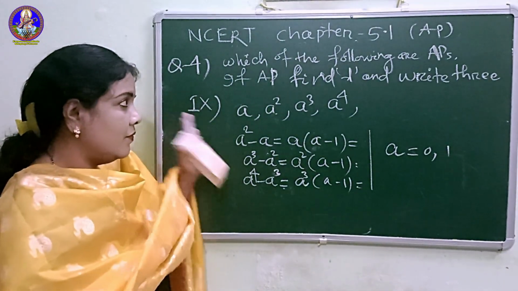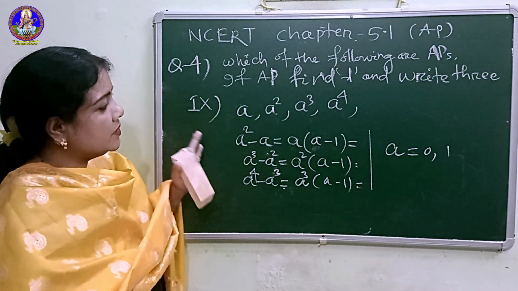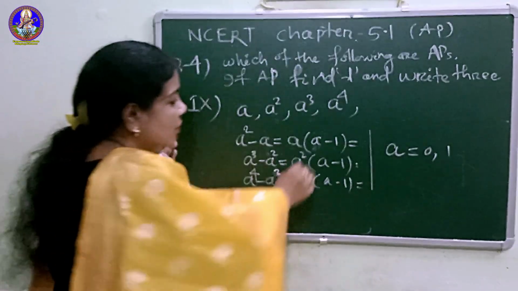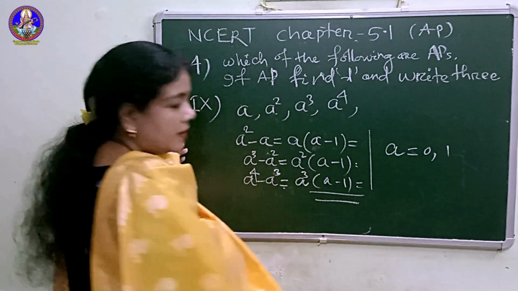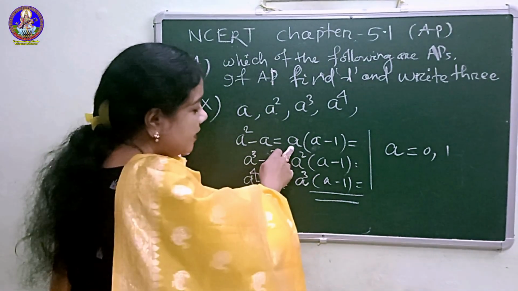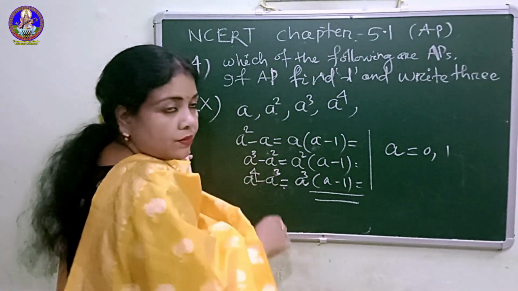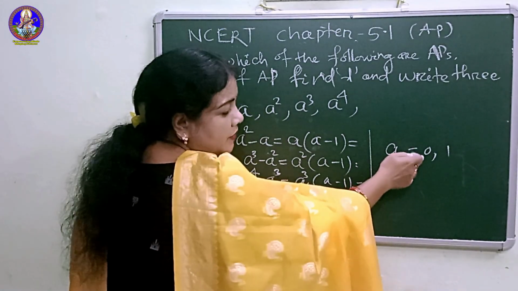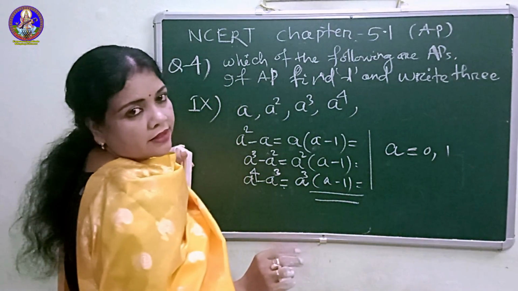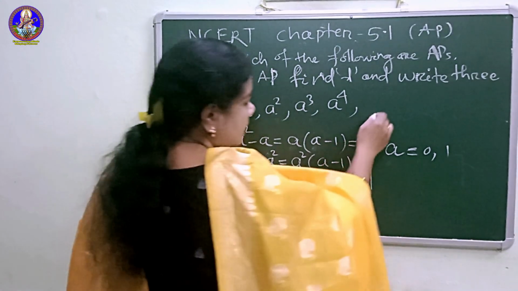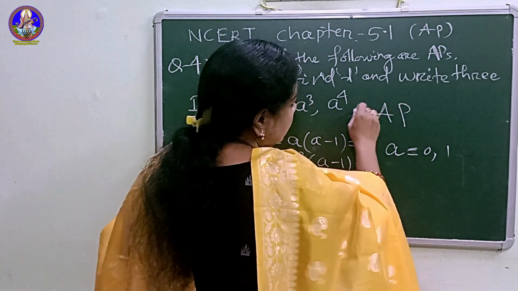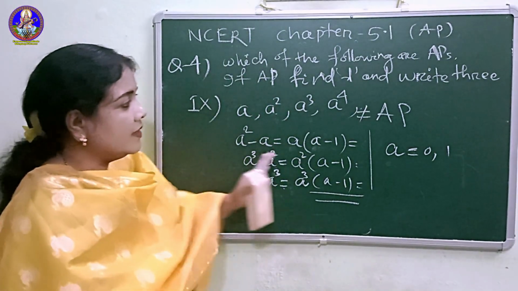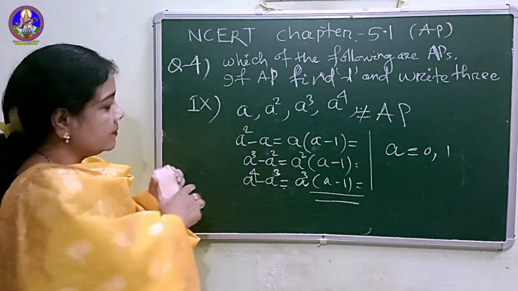But to solve this problem, this particular sequence is not coming under AP. Whether the common difference is the same or not, there is a term which is multiplied here, A square, A cube, and the whole difference depends upon the value of A, whether you take A is equal to 0 or 1. So in this case, it is not AP. Who can find out the next 3 terms?